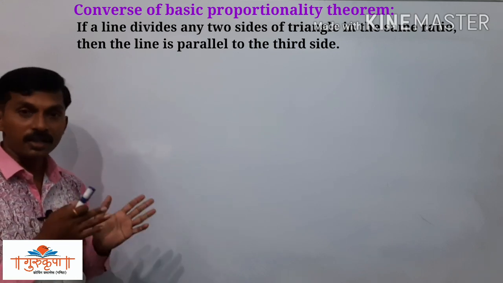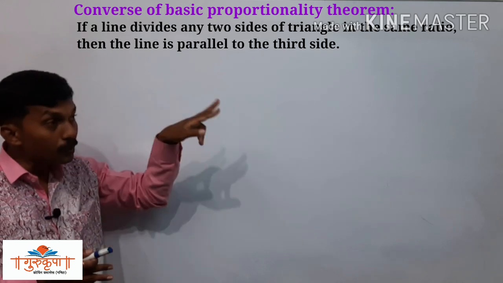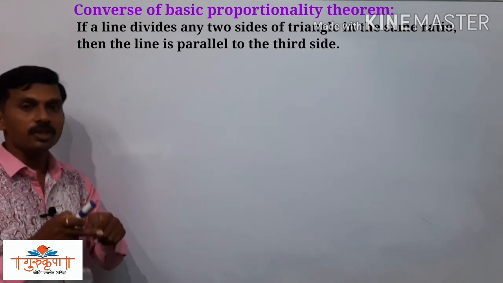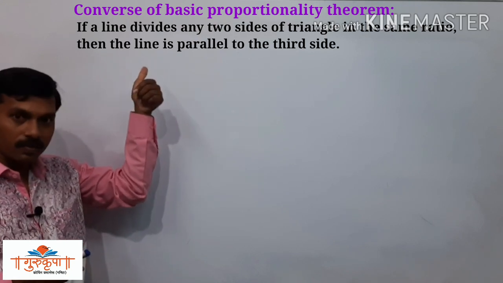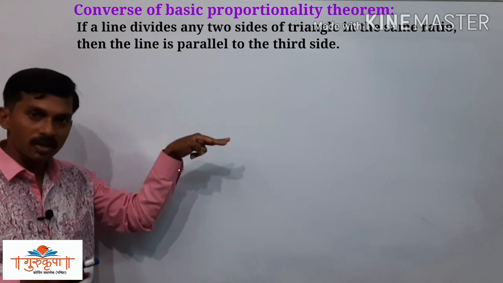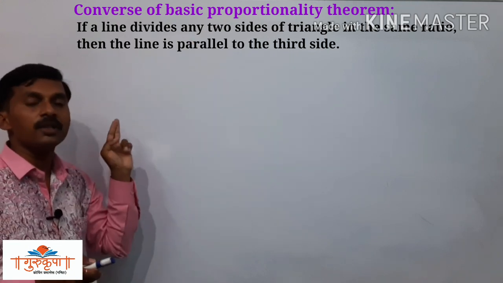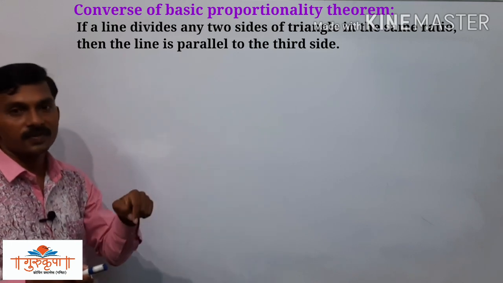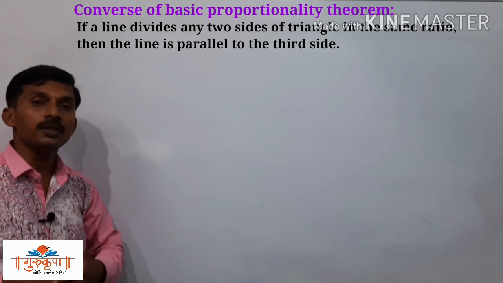Now here antecedent and consequent, that is given information and to prove, are going to interchange. Whatever the given information in the theorem, that is what we have to prove in the converse, and whatever we have to prove in the theorem, that is the given information in the converse. So here we have the converse of basic proportionality theorem.